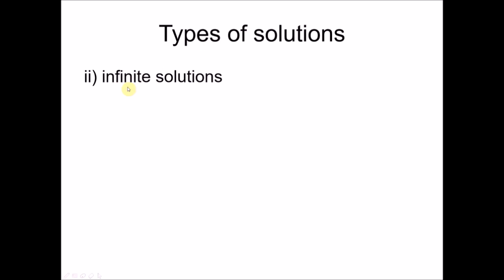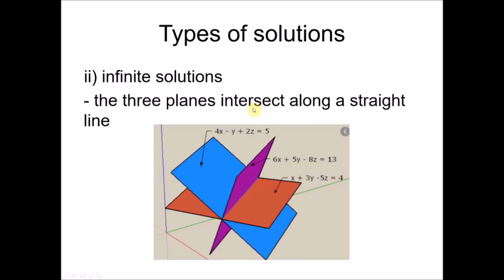Now, how about the second type? The second type is the type of solution where we have infinite solutions. Infinite solutions here roughly means that there are unlimited answers. There is an unlimited number of answers to the system of linear equations. And if you try to show this in the form of a graph, the three planes intersect along a straight line. So when they intersect, this purple, blue, and red plane, they will intersect along this line. And hence, any point along this line will be an answer which satisfies all these equations.